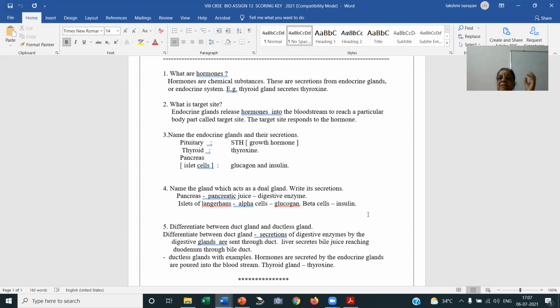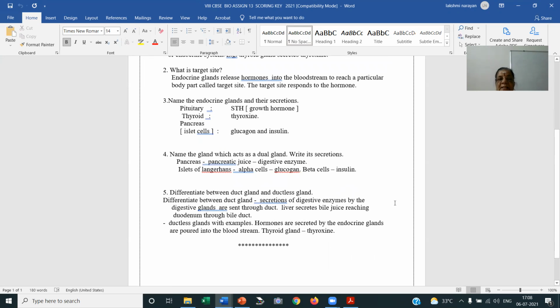it is acting as exocrine and endocrine gland. Exocrine part will secrete pancreatic juice, that is the digestive enzyme, whereas endocrine part will secrete islets of Langerhans cells, alpha cells and beta cells. Alpha cells will secrete glucagon and beta cells will secrete insulin. I hope you follow.